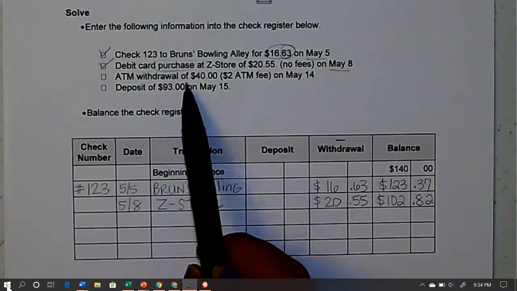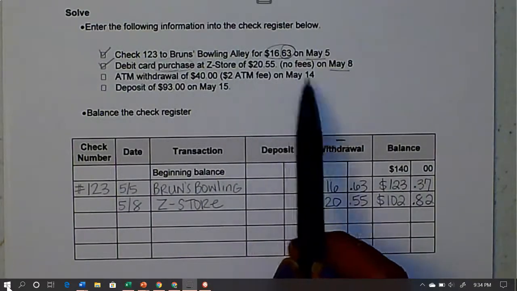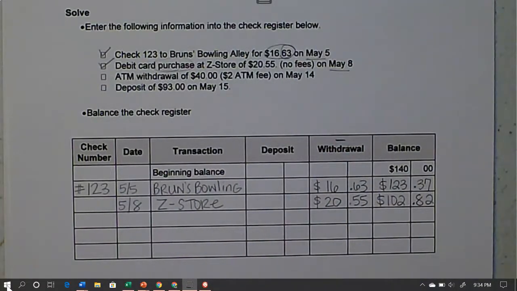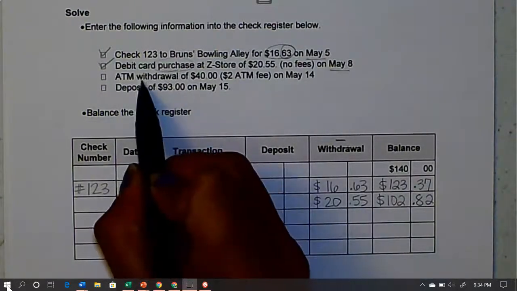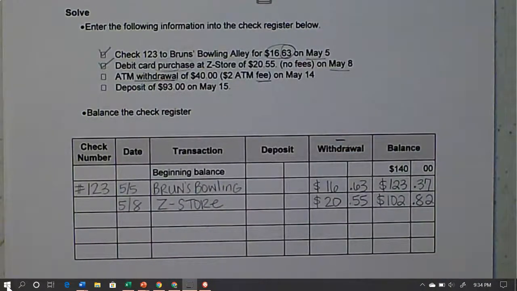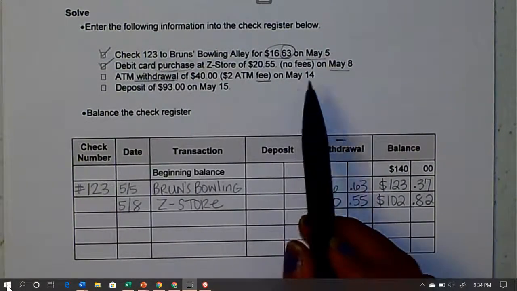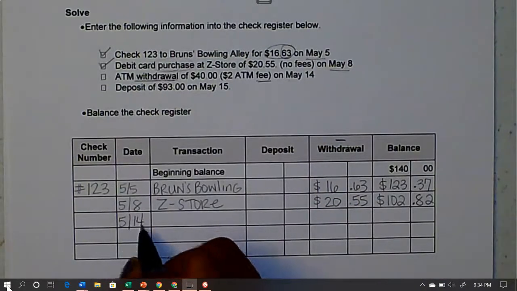An ATM withdrawal of $40. It says $2 ATM fee on May 14th. Some ATMs will charge a fee if you are not banking at that bank, and that'll be another video. We'll go more into depth with that. But what is important is that we need to know that this is a withdrawal, and then we have this fee. So both of those are withdrawals. We know the date is May 14th, so 5/14.